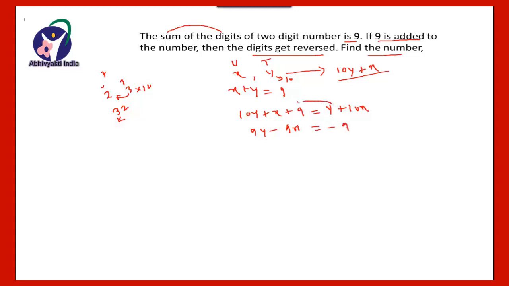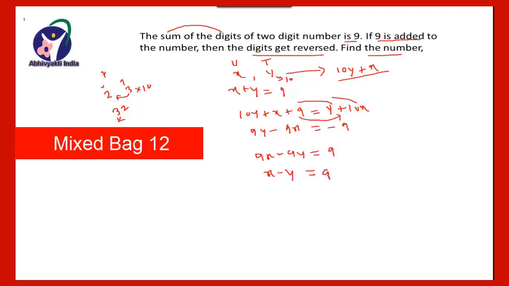Take y to this side, 10x to this side, and 9 to the other side. So changing the signs throughout the equation, you will get 9x minus 9y is equal to 9. So 9 is a common number, so divide by 9 throughout the equation, so you will get x minus y, which is equal to 9. Sorry, x minus y, which is equal to 1.